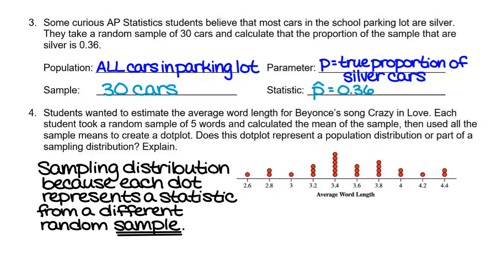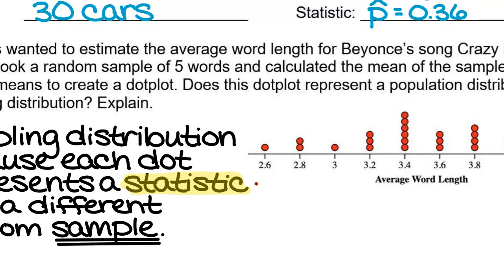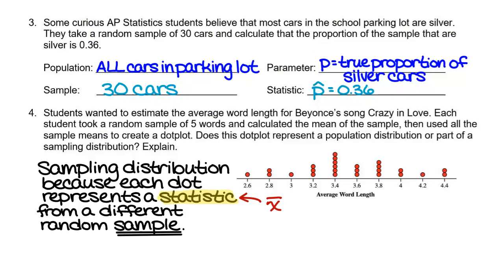This is a sampling distribution because each dot represents what? The mean from a sample. Each dot represents a statistic. In this case, each one would be an X bar from a different random sample. Each dot represents a different X bar, a different statistic from a different random sample.